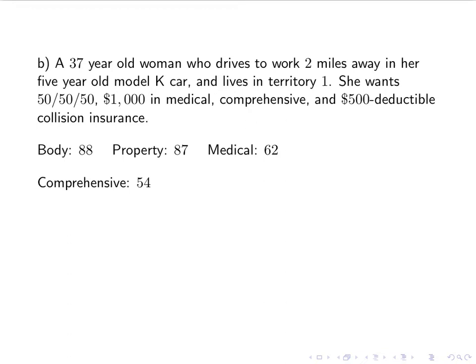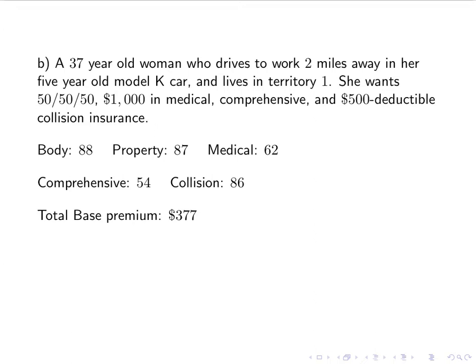We want a $500 deductible. So make sure you're looking at the 500 deductible, and we should be getting 86. Okay, so make sure you can see where those are. And then the next part we're going to do is add them all together and get the base premium. So if I add them all up, I should be getting 377.